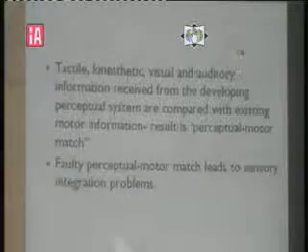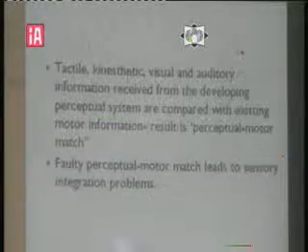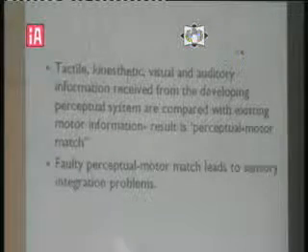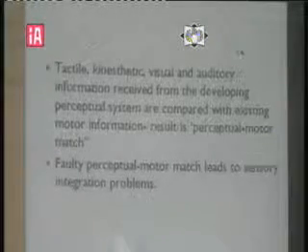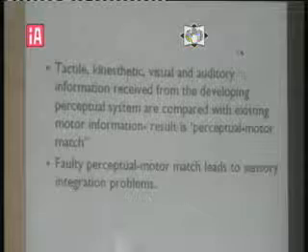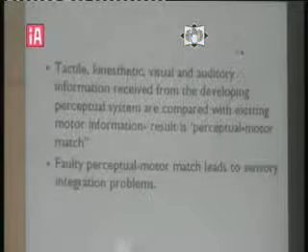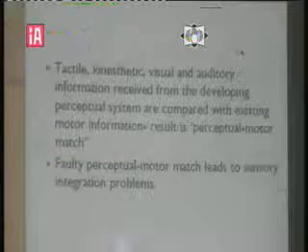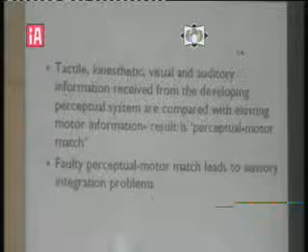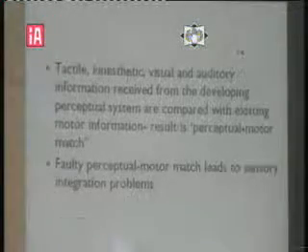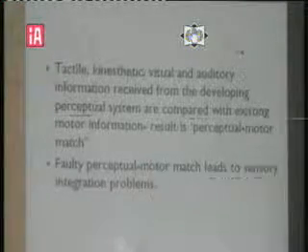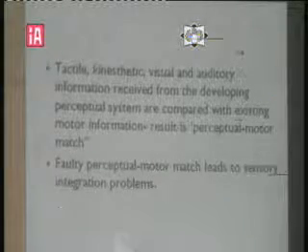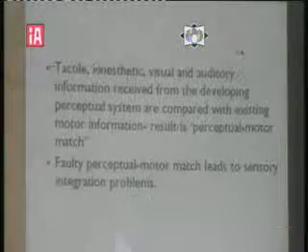Tactile, kinesthetic, visual and auditory information received from the developing perceptual systems are compared with existing motor information and result in a perceptual motor match. That's basically what you did in a perceptual motor match. This perception was already existing. The minute I actually drew all this, it went back to that perceptual motor match. It's matching with that circle, so this is a circle. Did you understand? That's how you actually relate it.